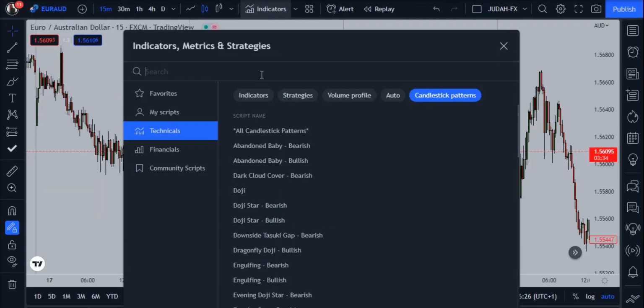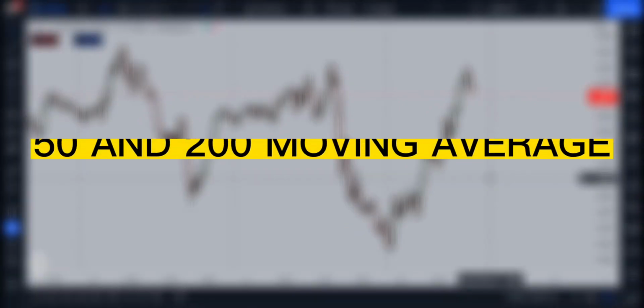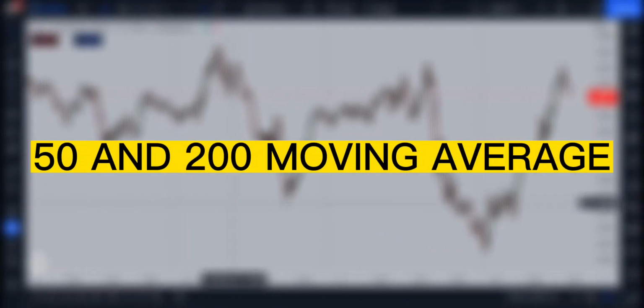Now, this strategy I'm about to show you works on all time frames and works for both scalping, day trading and swinging. And we're only going to be using two indicators. The 50 moving average and the 200 moving average.